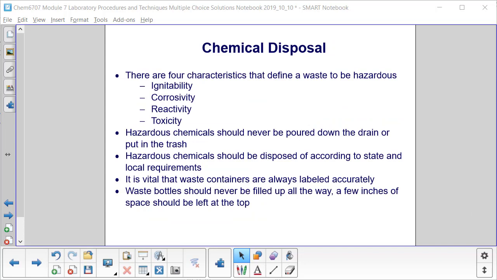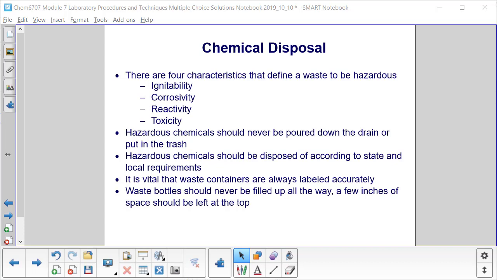Chemical disposal. There are 4 characteristics that define a waste to be hazardous: ignitability, corrosivity, reactivity, and toxicity. Hazardous chemicals should never be poured down the drain or put in the trash. Hazardous chemicals should be disposed of according to state and local requirements. It is vital that waste containers are always labeled accurately. Waste bottles should never be filled up all the way. A few inches of space should be left at the top.